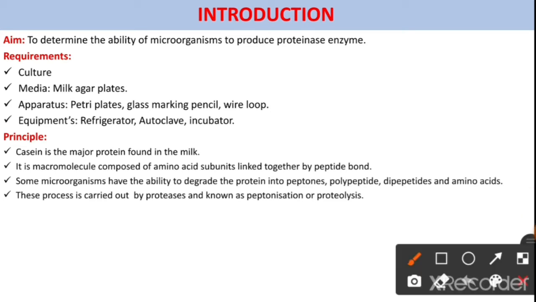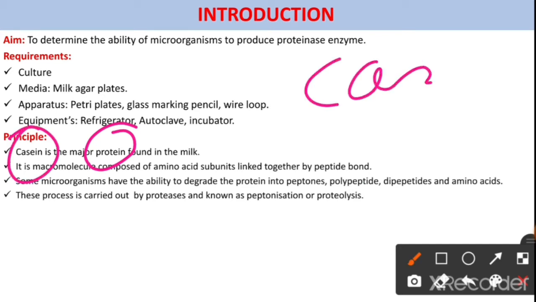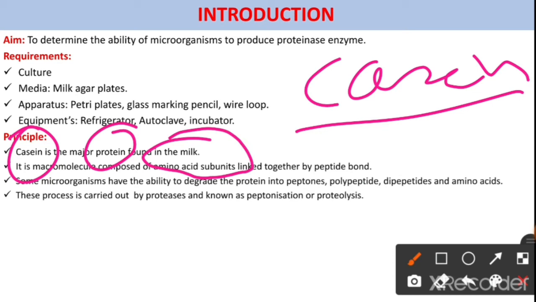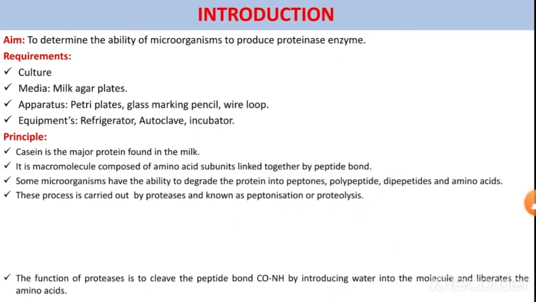Now see, the most important protein in the milk is the casein. This casein is composed of amino acid subunits, and these amino acid subunits are linked together with the help of peptide bonds. Some microorganisms have the ability to degrade the protein, that is casein, into peptones, polypeptides, dipeptides and amino acids, and this process is known as peptonization or proteolysis.